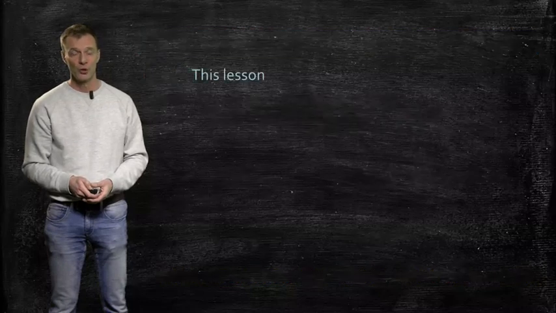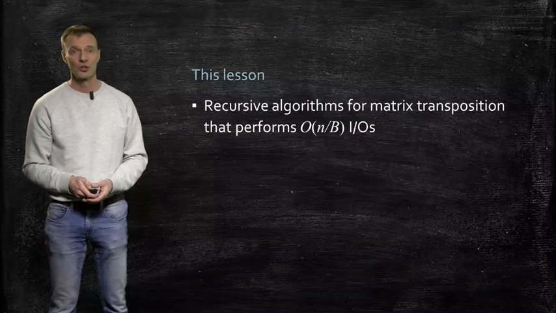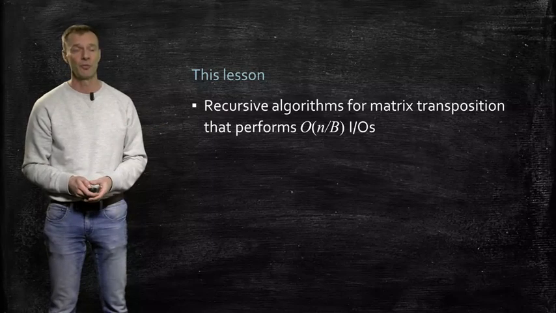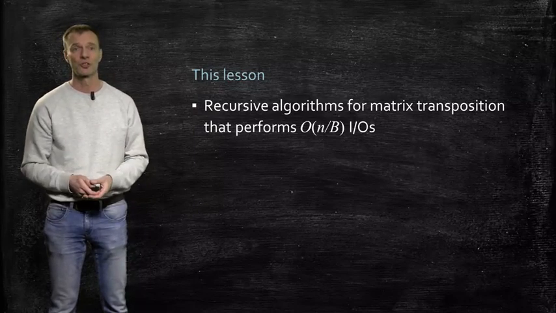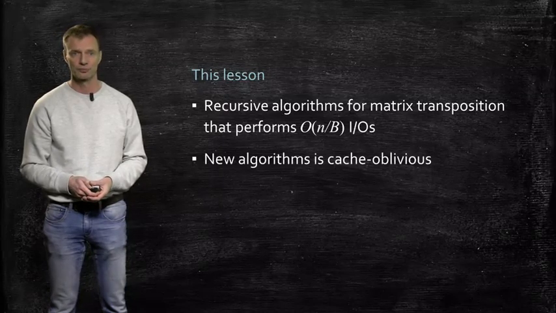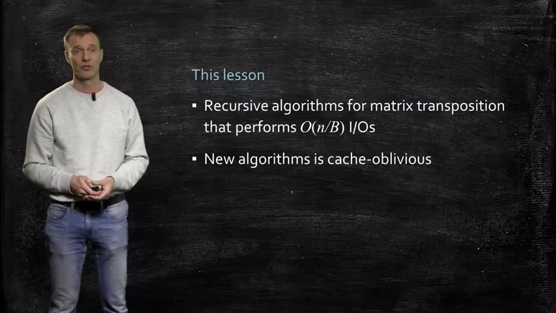Okay, so this is pretty nice. We saw, in this case, a recursive algorithm, a cache-oblivious algorithm, that performs N divided by B IOs. And as I explained, this recursive structure is something that you could also use in many other problems to achieve good IO behavior. So this is a cache-oblivious one.